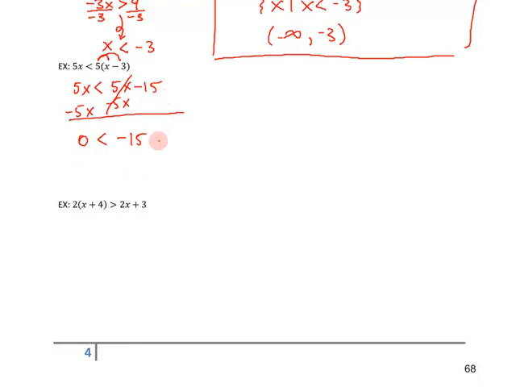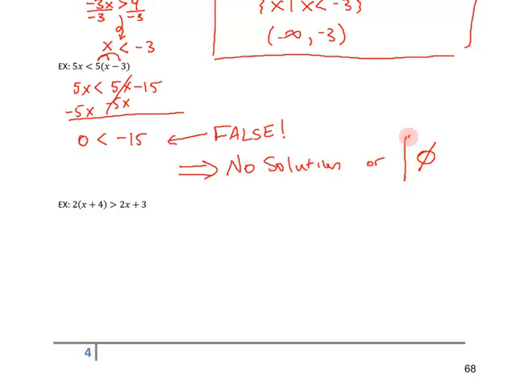Is 0 less than negative 15? Is 0 to the left of negative 15? And the answer is no, it's not on the number line. It's actually bigger than. So this is false. Which means the solution is actually no solution, or equivalently we can write it as the empty set. So when the x's drop out, always check and see whether or not it's true or false. If it's false, you know it's going to be no solution. Alright, let's do another one.